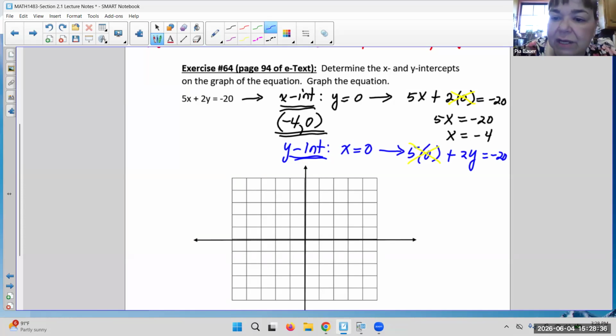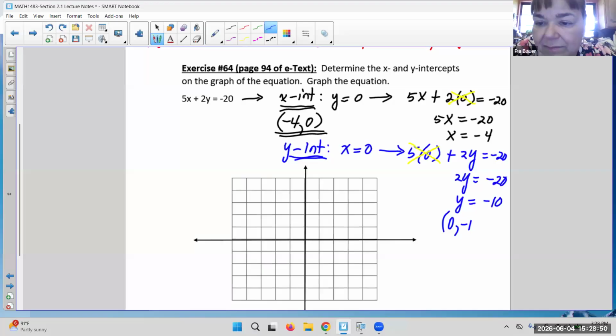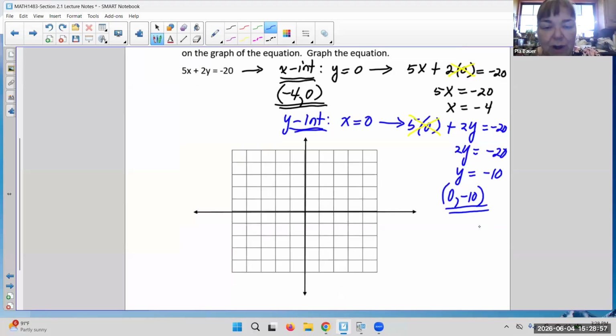And that leaves me 2y equals negative 20. You divide both sides by 2, so that will be y equals negative 10. Then the y-intercept will be the point 0 and negative 10. So now I'm going to use these 2 points to graph the function.